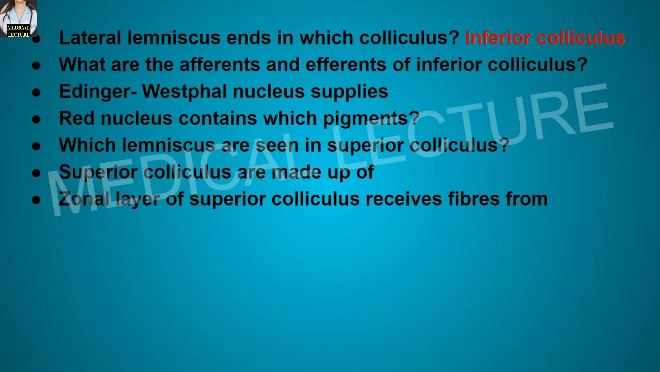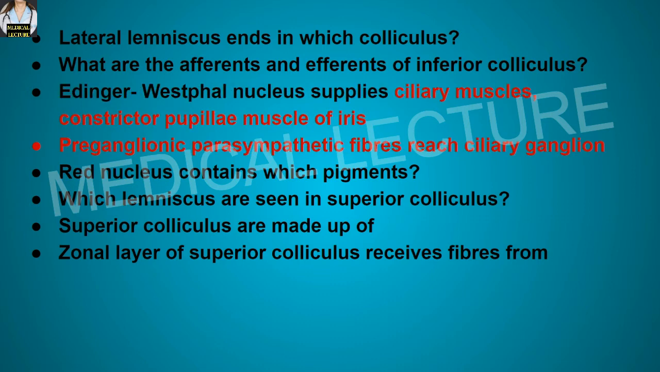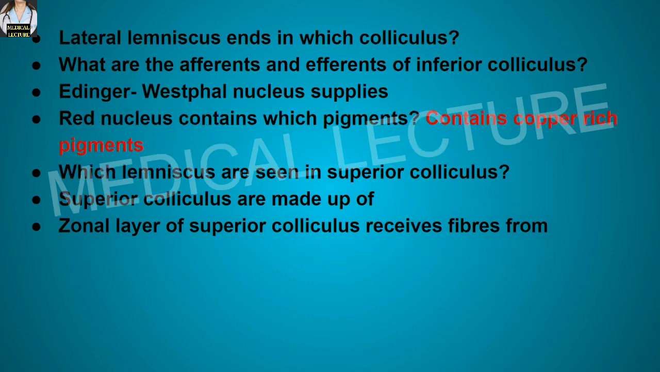What are the afferents and the efferents of the inferior colliculus? Afferents from the lateral lemniscus and efferents to the medial geniculate body. Edinger-Westphal nucleus supplies which structures? They supply the ciliary muscle and the constrictor pupillae muscle of the iris. The preganglionic parasympathetic fibers reach the ciliary ganglion. Red nucleus contains which pigments? It contains copper-rich pigments.